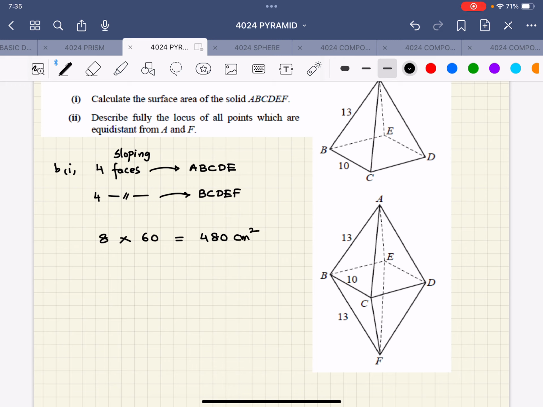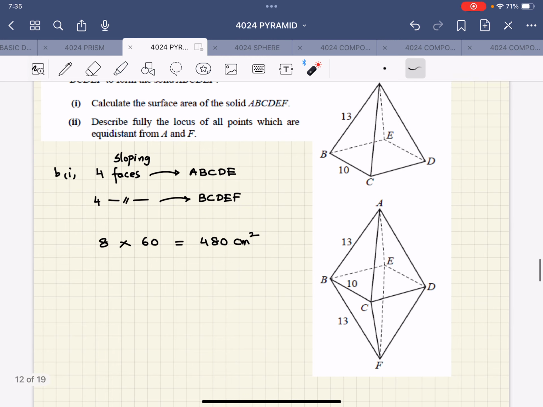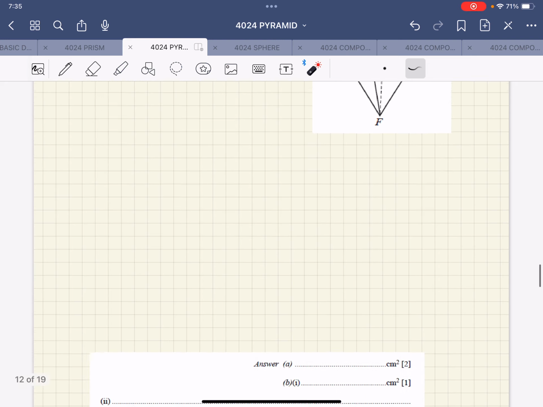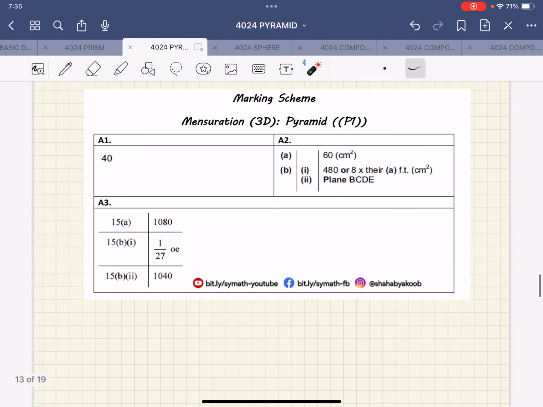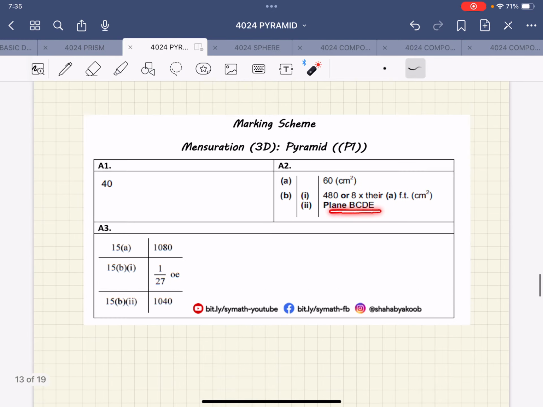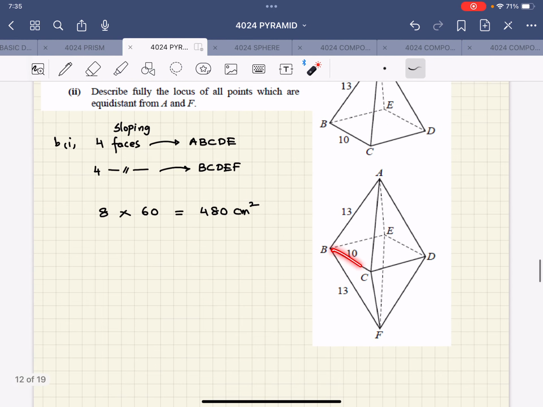And then the second part, that is about locus. Describe fully the locus of all points which are equidistant from A and F. So equidistant from A and F, that will be like a perpendicular bisector but in 3 dimensions. That will be this square face, that will be the locus, but that is not our point of concern over here. That is the plane BCDE. BCDE, this surface is called a plane.